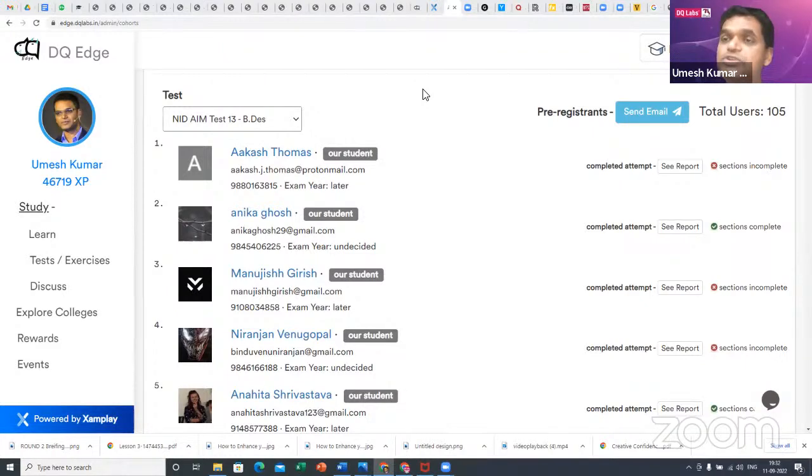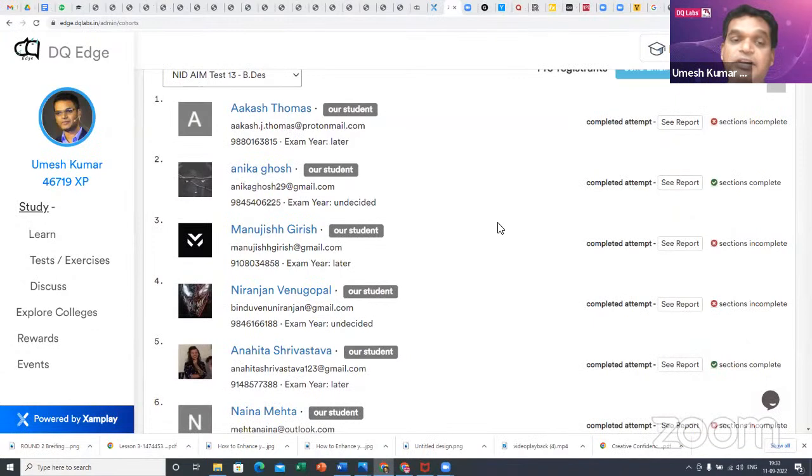Even though 105 students have taken the test, I think only 23 or 25 got qualified. And how do we see whether everybody has submitted or not? We get to know that the section is incomplete, so we don't even look into the report. Only if a section is complete do we click that report and review the work. In case you have not uploaded all your sketches, it would not have been evaluated.